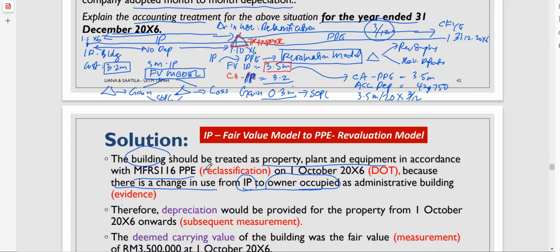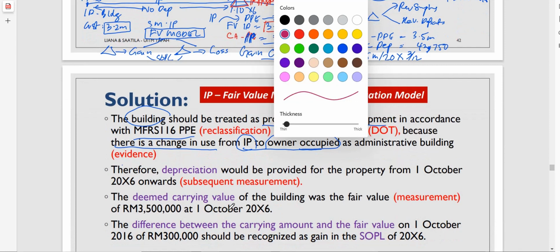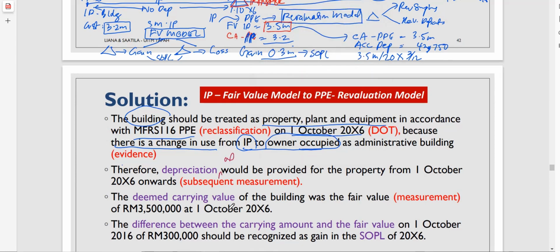This is the date that is very important, 1st of October. I'm using a different color here. Next, the depreciation will be provided, as I mentioned, starting from 1st October. You need to put the amount. So I put the amount of RM 43, sorry, it is 43,750 would be provided for the property, and that would continue in the following year.